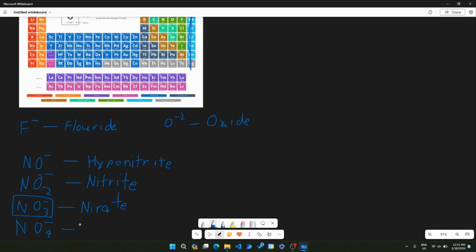And if you have one more oxygen, you add a per in the front. This per is short for hyper, meaning more. So you have pernitrate. Now notice how all of these have the same charge and the same two elements. The only difference is the number of oxygen. So if you memorize the charge and the number of oxygens in nitrate, then you can get the other ones. If you forget how many oxygens there are in the ate, then it's usually going to be 3, but not always.